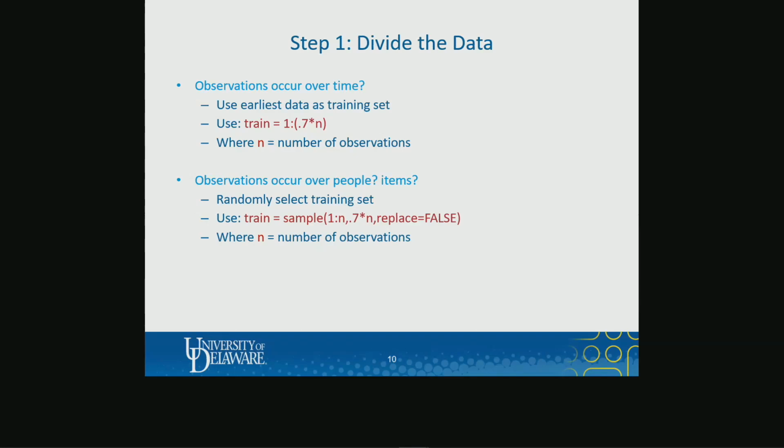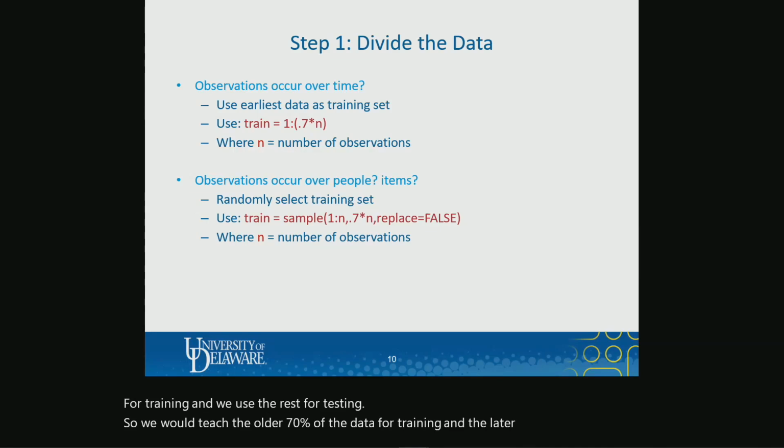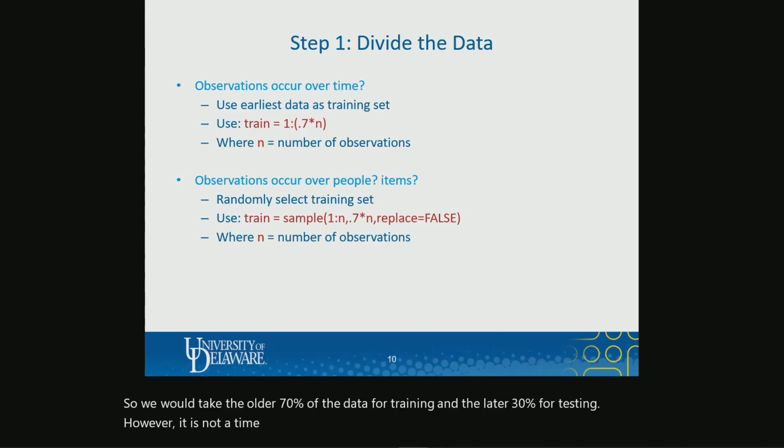So if it was a time series, we would split the data like this. We would just use the first 70% of the data for training, and we use the rest for testing. So we would take the older 70% of the data for training and the later 30% for testing. However, it's not a time series.